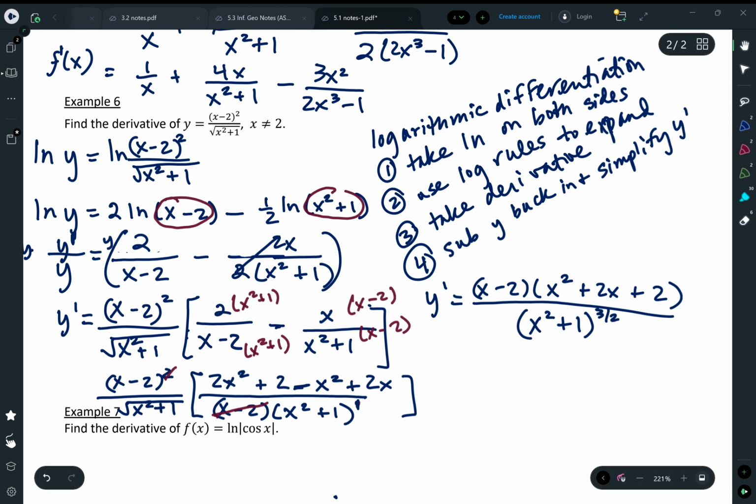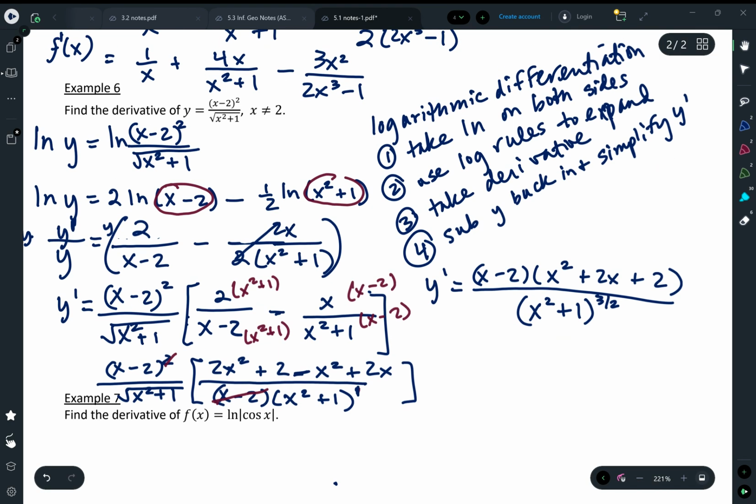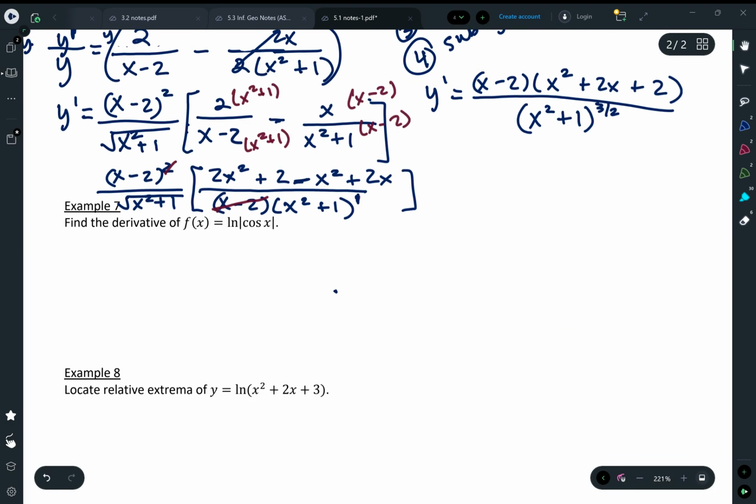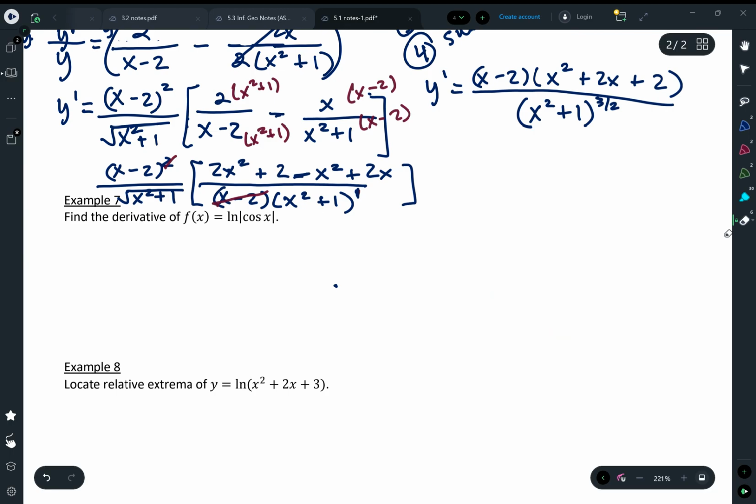So like I said, just that little bit of algebra practice. You could just totally have stopped once we had y prime by itself. Depends on the directions, but sometimes we do have to go through and simplify.